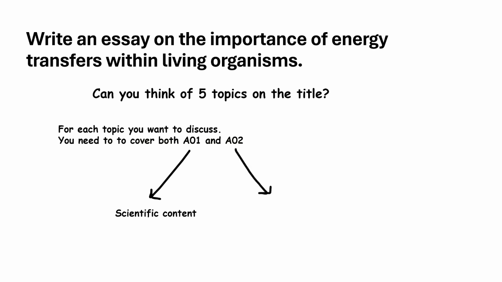Now, what does AO1 and AO2 mean? AO1 is scientific content. AO2 is basically the application of the content. And that is stressed in the word in the title, which is the importance. So the importance of energy transfers inside or within living organisms. I've changed the wording there a little bit, but that's because I'm an idiot. Anyway, so really, really important.